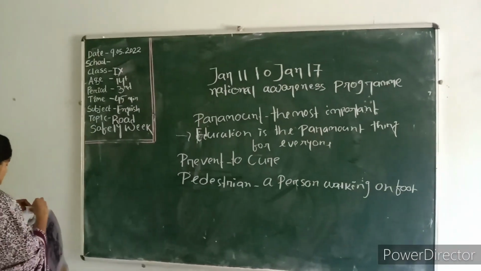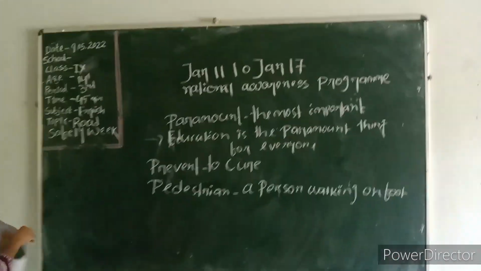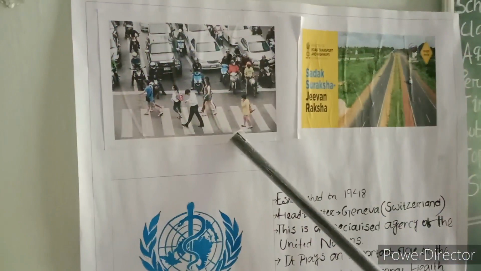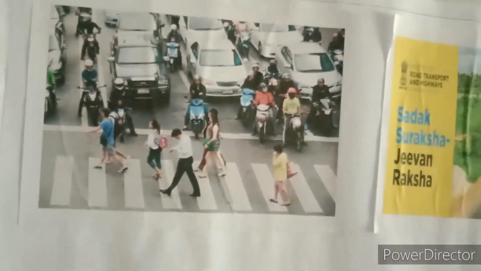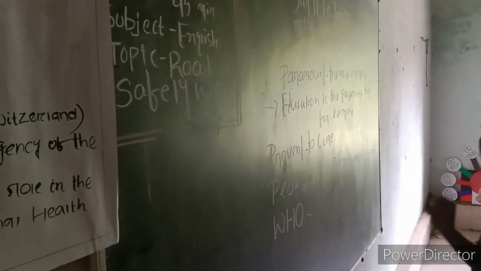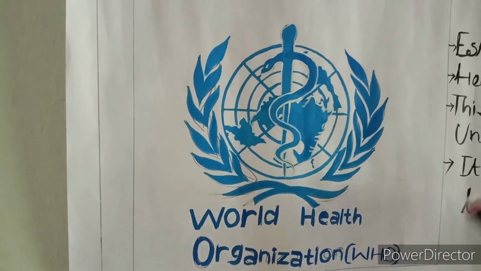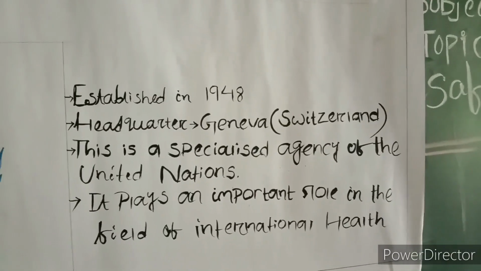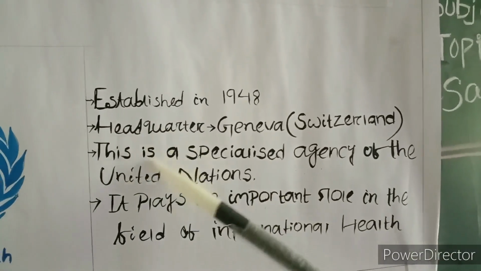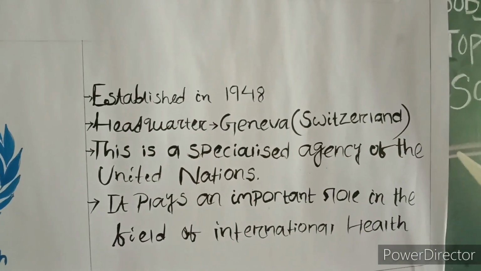See the word P-E-D-E-S-T-R-I-A-N. Pedestrian. Pedestrian means a person. Let me show you what a pedestrian is. So after pedestrian there is the word WHO. What is the full form of WHO? This is the logo. 1948, and its headquarters is in Geneva, in Switzerland.